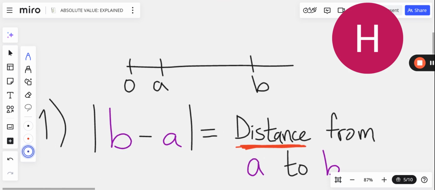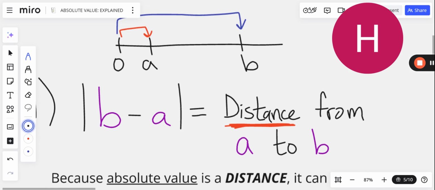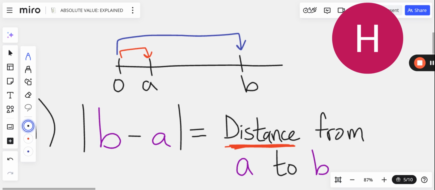How would we describe this distance from a to b? Well, we would say that from 0, you can go forward by b, right? And then you can subtract this portion from 0 to a. So basically, that's b minus a. And as you can see, that's going to give us the exact distance from a to b. All right, pretty simple. The absolute value just measures the distance between a starting point and a stopping point. And we can use a number line to represent that distance.